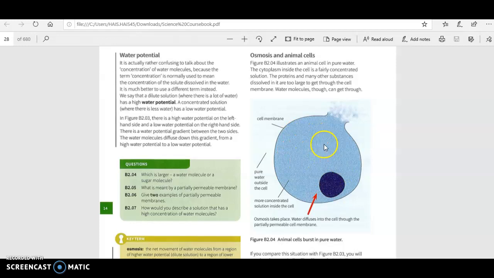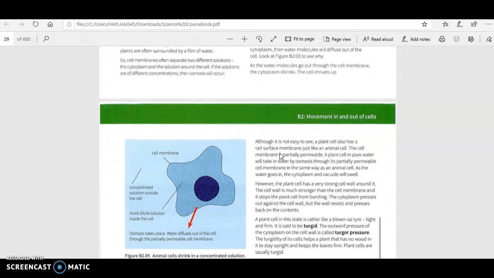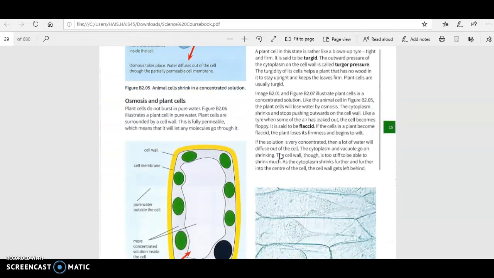This is an animal cell, and we have the cytoplasm inside at a higher concentration than we have the pure water on the outside. So when we put the cell into the water, we're going to have the cytoplasm going out and the water coming in, causing the cell to burst. The opposite of that is over here.